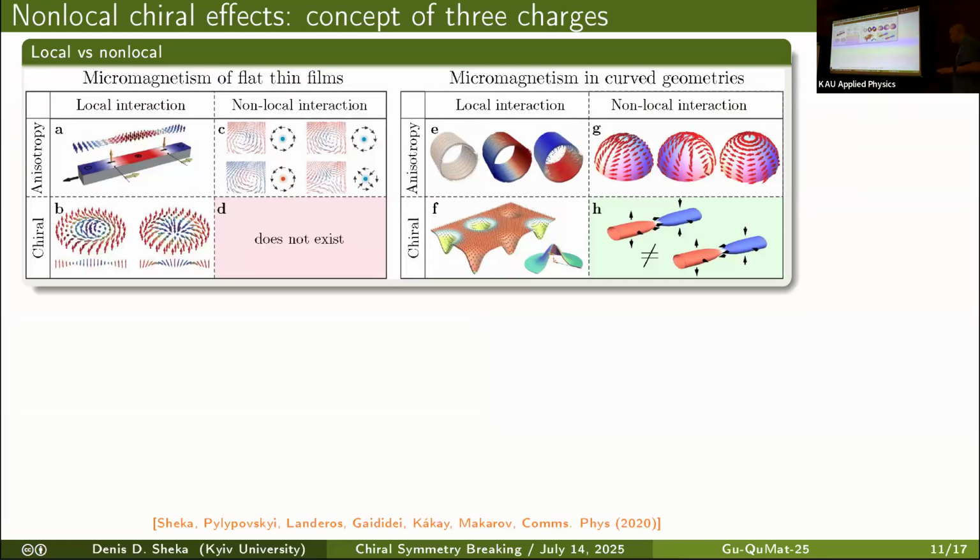So most of the effects which I described up to now were about local chiral effects. They were connected with the Heisenberg exchange, with the anisotropy and Dzyaloshinskii-Moriya interactions. Moreover, if we consider a flat system, there are no non-local chiral interactions at all. And now I will try to explain how non-local chiral interactions can appear in curved magnetic systems.